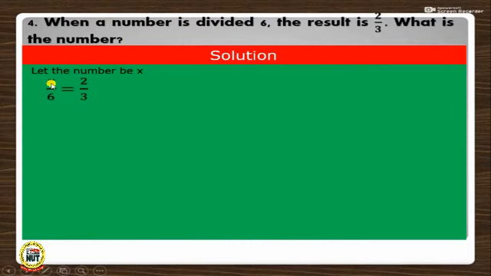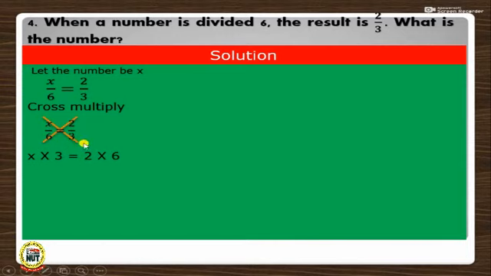Then the next thing is that, remember, the question says when a number is divided by 6. So we're going to divide that number, which is x, by 6. That becomes x all over 6, and the result is 2 all over 3. So x all over 6 is equal to 2 all over 3. What do we do next? We cross multiply, and cross multiplying, we have x times 3 is equal to 2 times 6.